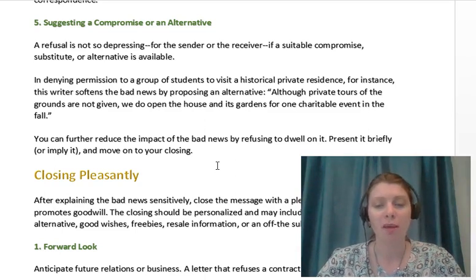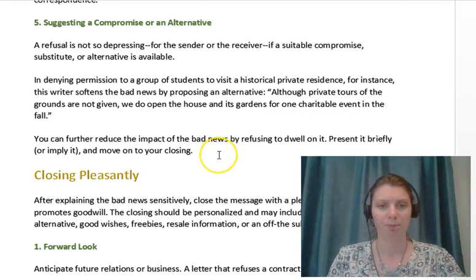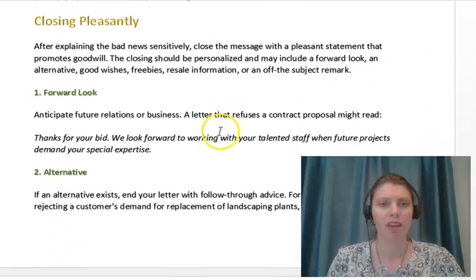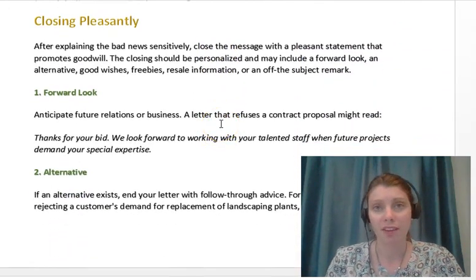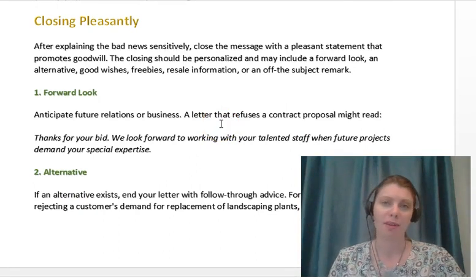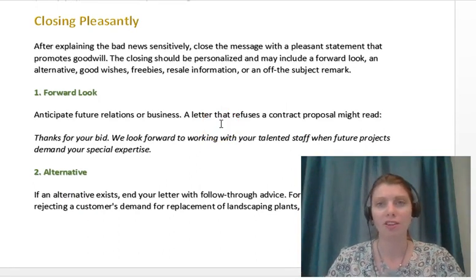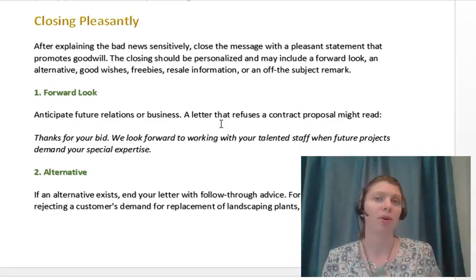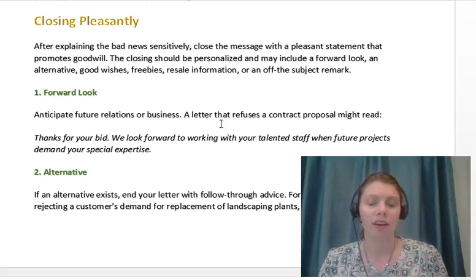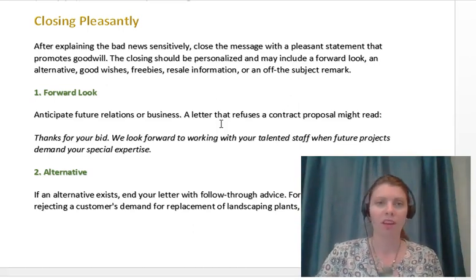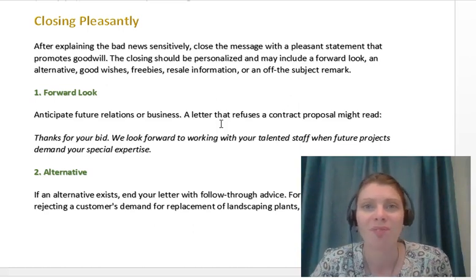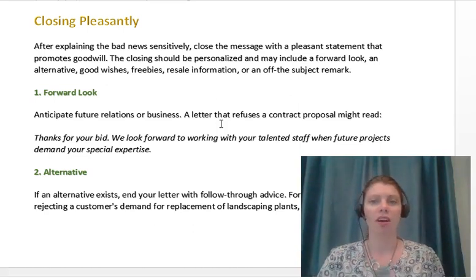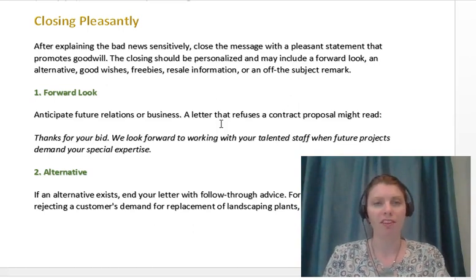You can further reduce the impact of the bad news by refusing to dwell on it. Present it briefly or just imply it and then move on to your closing. So let's look at the closing. After explaining the bad news sensitively, close the message with a pleasant statement that promotes goodwill and will continue to foster the relationship you have with the person you're writing to. The closing should be personalized, and it may include a forward look, an alternative, good wishes, something free, resale information, or an off-the-subject remark. So let's check these out.